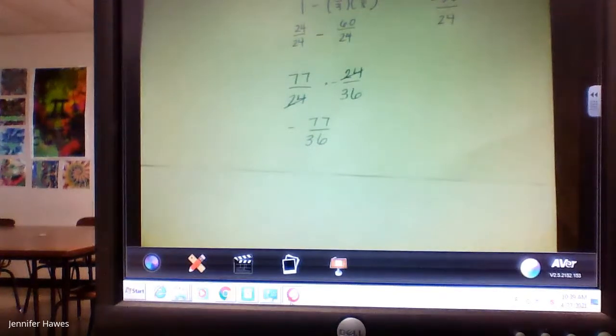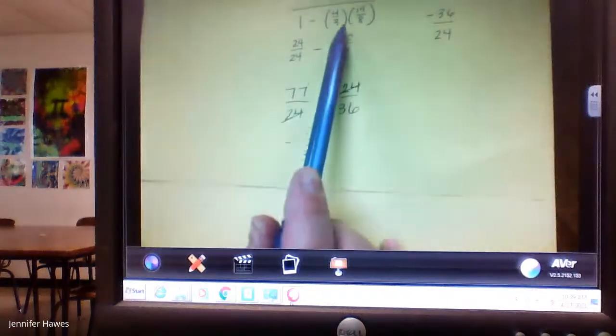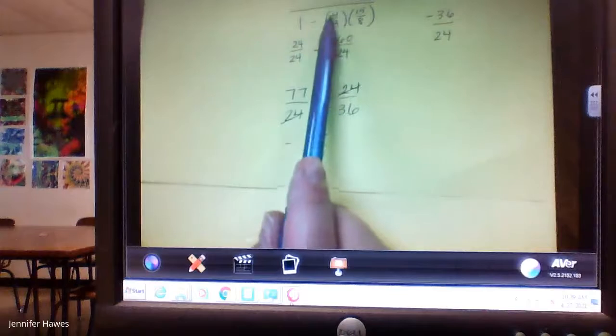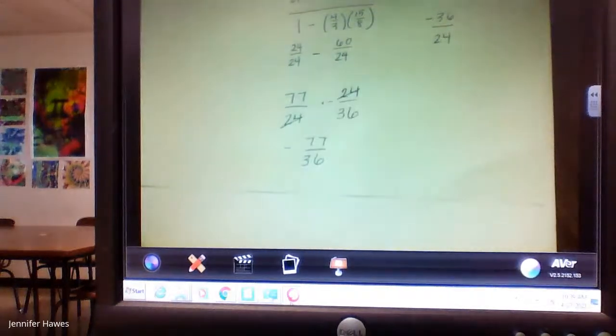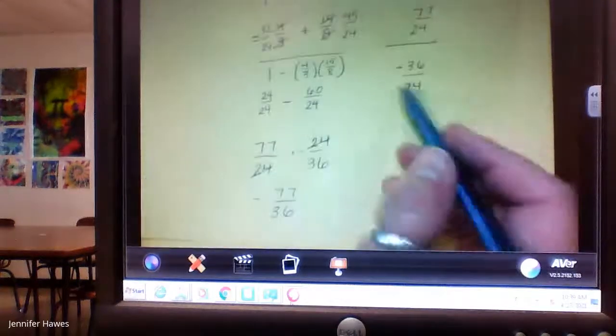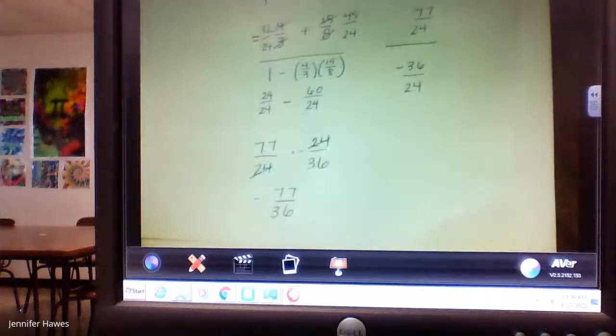So, yeah, and I know back here, I can simplify in here. Obviously, 4 goes into 8 and 3 goes into 15. You can simplify back there if you want. I just did it, and that was it. And then my 24s canceled out. Heck, my 24s just cancel out right there and leave it as 77 over 36.